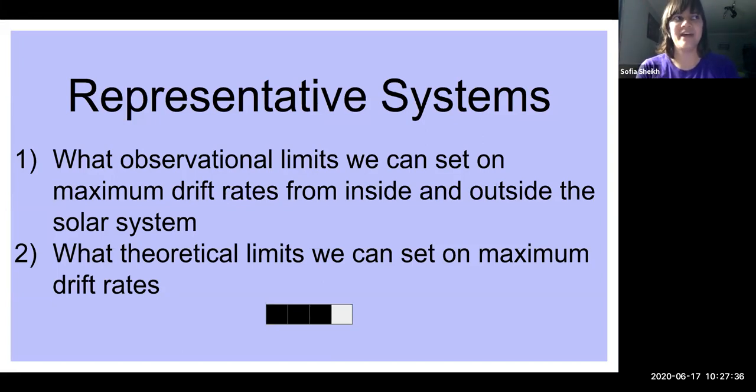So we now know that we expect to see drift rates coming from any signal that's being transmitted from an accelerating system. And we don't want to search all of the drift rates that we can because that takes a long time. We want to set some reasonable limit. So what reasonable limits can we set from observation, and what reasonable limits can we set from theory?